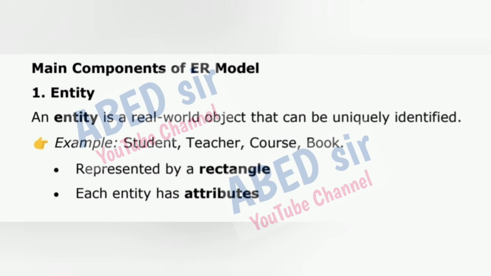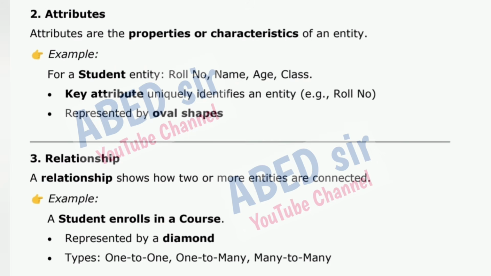Main components of the ER model. 1. Entity. An entity is a real-world object that can be uniquely identified. Example: student, teacher, course, book. Represented by a rectangle. Each entity has attributes. 2. Attributes. Attributes are the properties or characteristics of an entity. Example: for a student entity, roll no, name, age, class. Key attribute uniquely identifies an entity. Example: roll no. Represented by oval shapes.